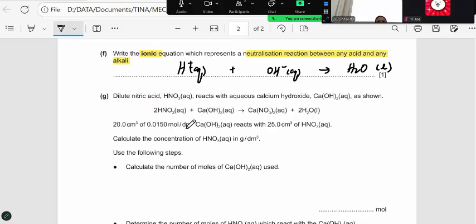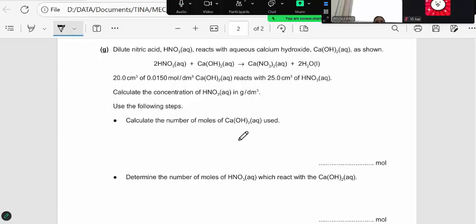Alright. Okay, this one the calculation one. Dilute nitric acid reacts with aqueous calcium hydroxide as shown. Okay, so every time you see this, you must use the formula MV over 1000. Straight away, it must click in your head. MV over 1000. Okay, because this is the information for calcium hydroxide. Do you remember the formula? Yes.